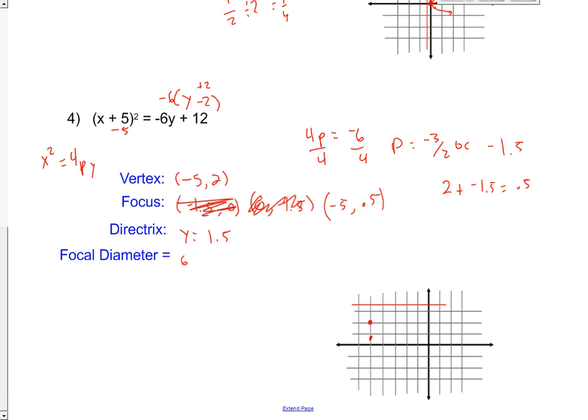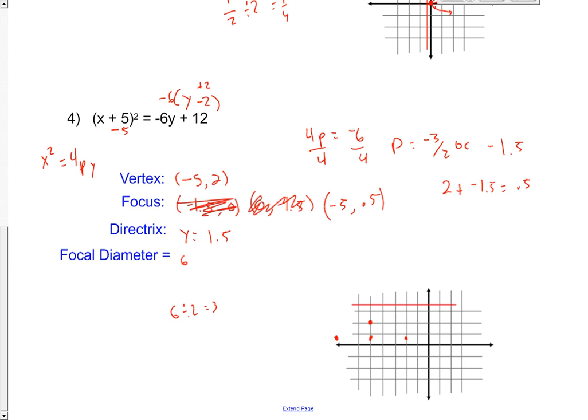So that's going this way. And my focal diameter being 6, that means if I take 6 divided by 2, that's 3 units to the right over here, and 3 units to the left, which is over here somewhere. Without my lines going out there, I'm not quite sure where that is going to be.